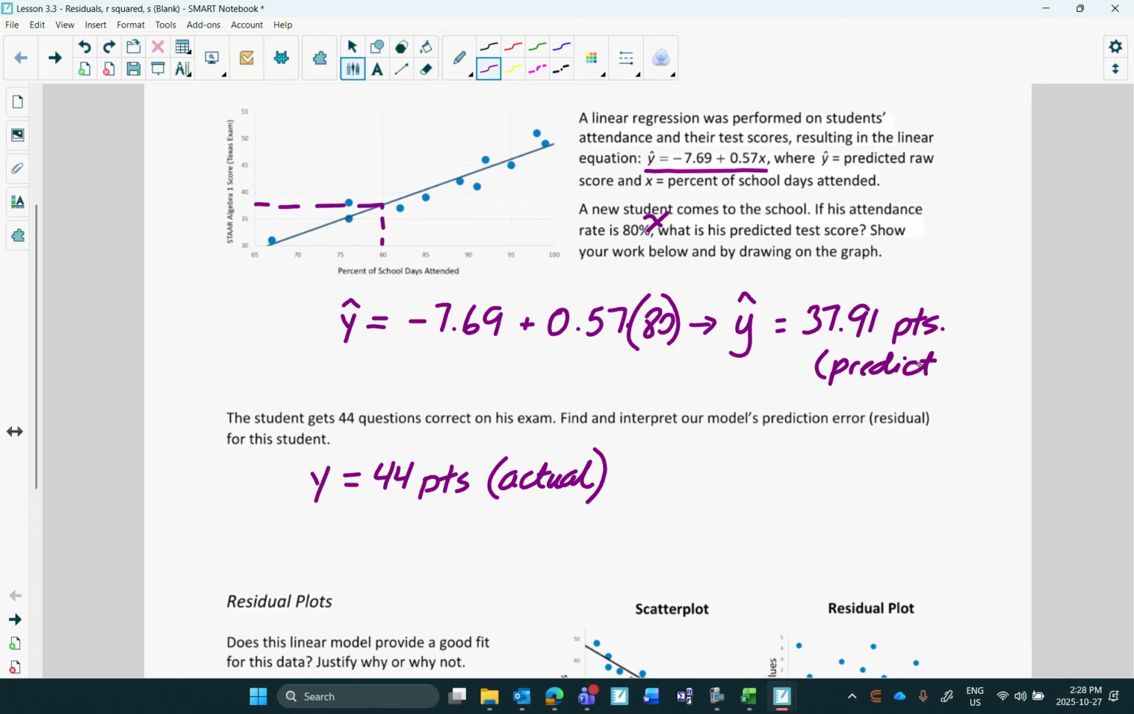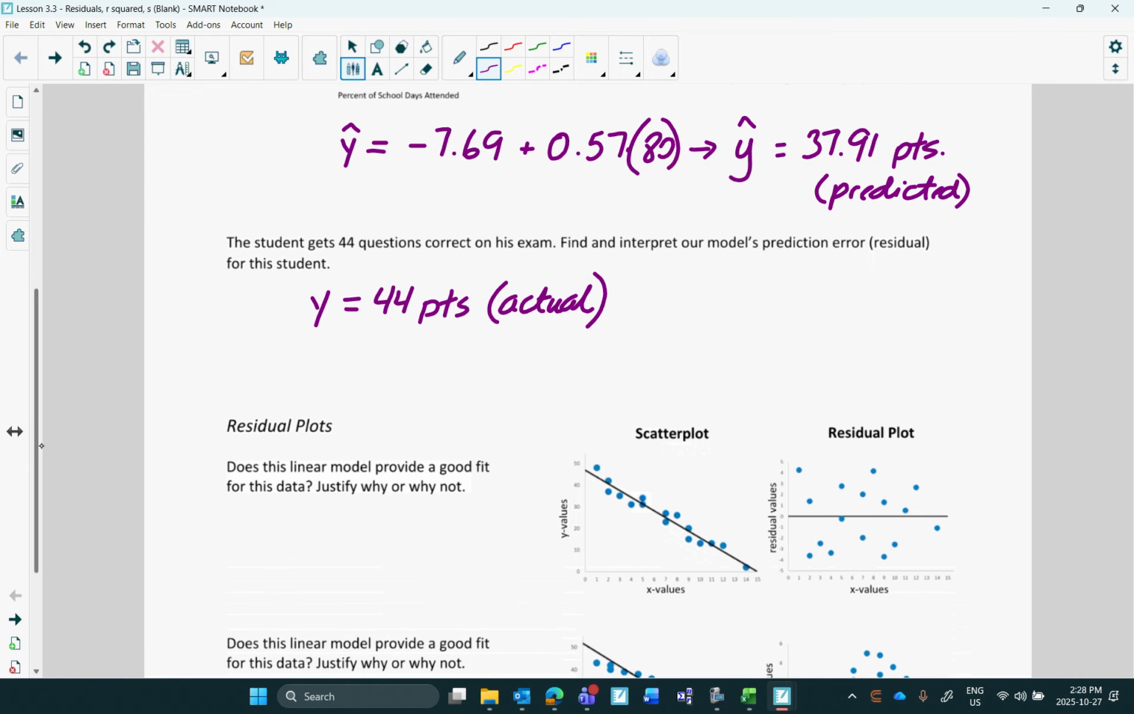Once we've got that, find the residual. It's actual 44 minus predicted 37.91 gives us what, 6.09? Positive 6.09 points. Make sure I did that right, yeah. So it's a positive residual.